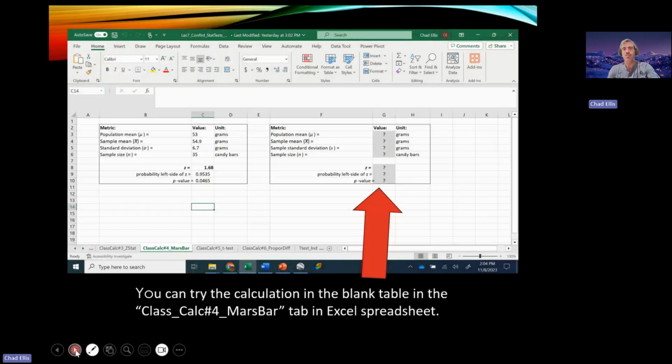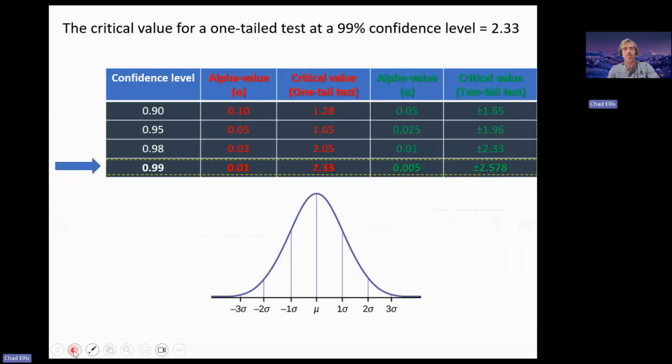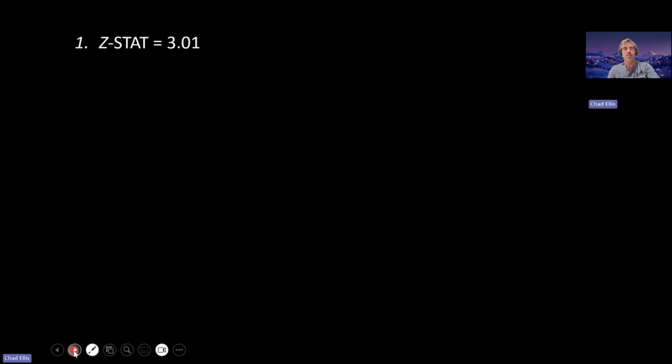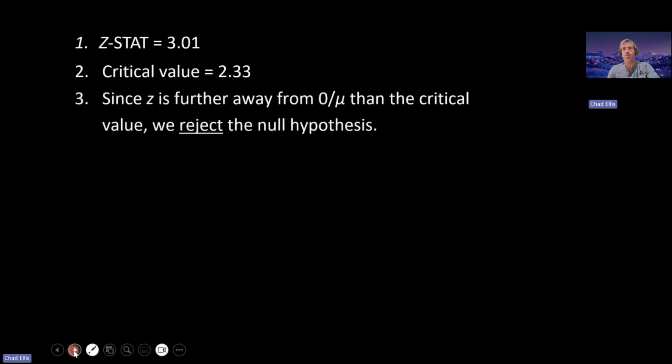So you can do this calculation yourself. It's in the class calculation number 4 tab in the Excel spreadsheet. Right? So we're going to be using a confidence level of 99%. So there's the difference between the one-tailed and a two-tailed test right there. So if we do the calculation, you get a z-stat of 3.01. Our critical value is 2.33. So since z is further away from 0 or mu, again, we're going to reject the null hypothesis.